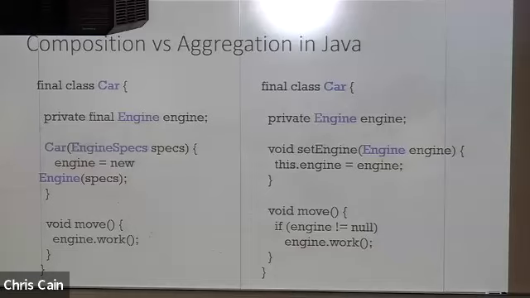Do we feel like we have an intuitive idea of how these are different and why they're different and how that maps to the definitions of composition and aggregation? What do we see? Yeah, so on the left, the first thing I understood is that engine is final. Yes. And then in a constructor, it makes a new engine object every time it's constructed. Yeah, so the engine is part of the car's construction.